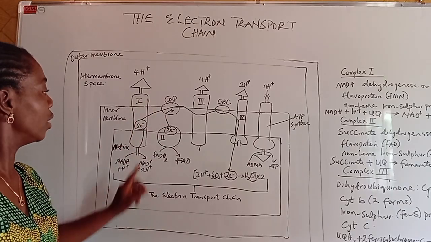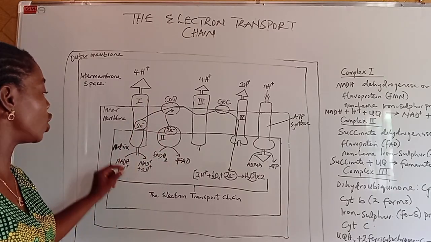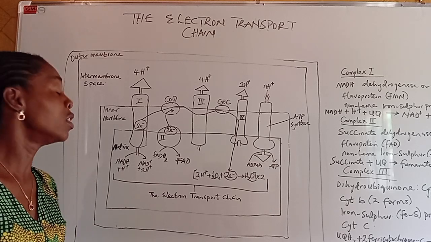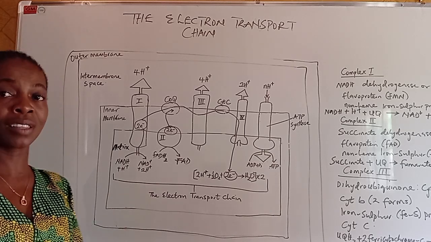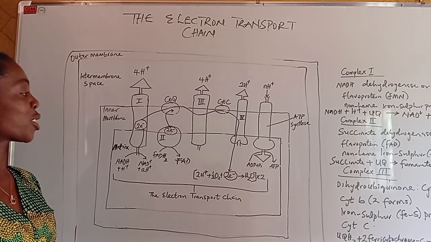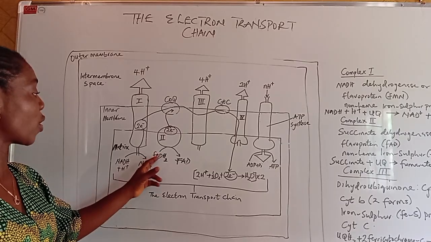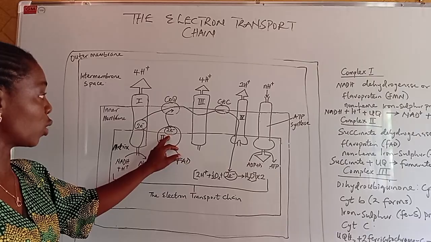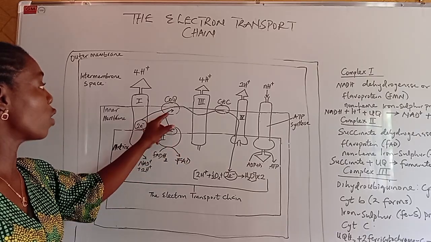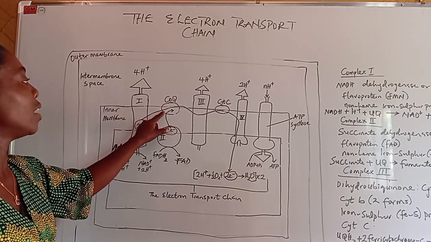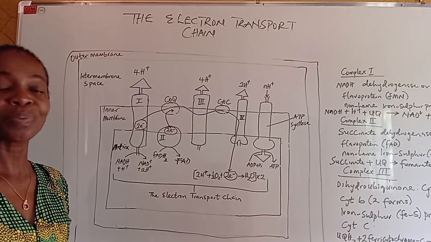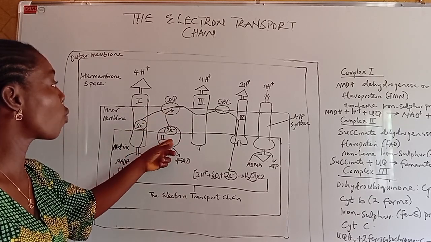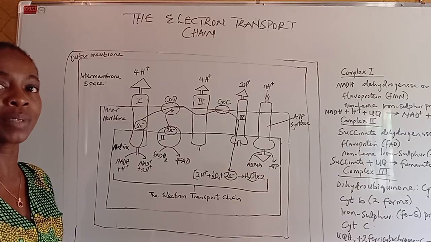Now, complex 2 does not receive electrons from NADH. It receives electrons from FADH2. If you recall, the succinate dehydrogenase enzyme of the TCA cycle is part of the electron transport chain, where it oxidizes FADH2 to FAD. And then 2 electrons from this are also transferred to the same intermediate, ubiquinone, to become dihydroubiquinone. When this complex works, no protons are pumped out.